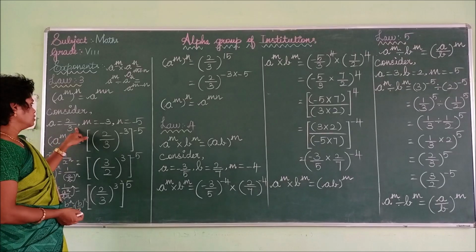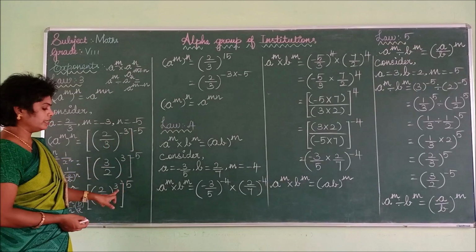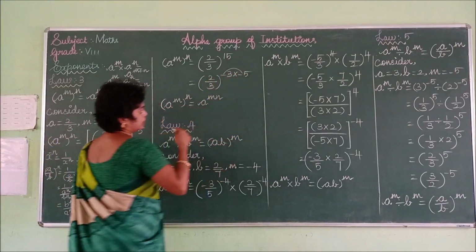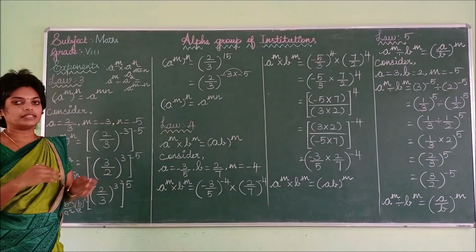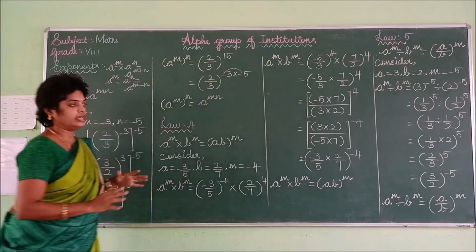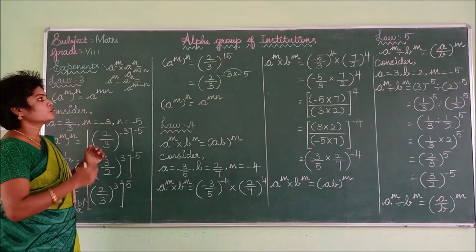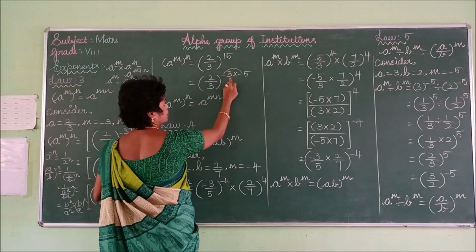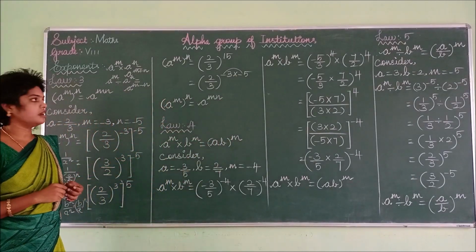But we have already taken m equal to negative 3 and n equal to negative 5, but here it is positive. So whether we split it this way, is there any change? 15 can be split and written as minus 3 into minus 5. Is there any change? No, because both are negative, so it again becomes positive. So 2 by 3 whole power 15 can be represented as minus 3 into minus 5. Minus into minus is plus, 3 fives are 15.